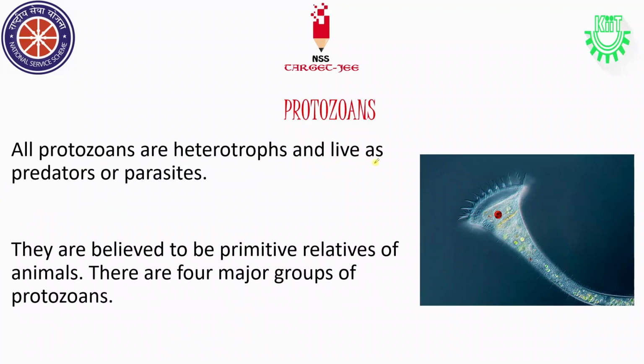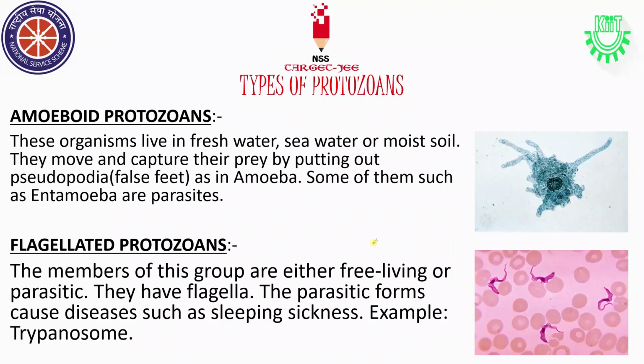Protozoans. All protozoans are heterotrophs and live as predators or parasites. They are believed to be the primitive relatives of animals. There are 4 groups of protozoans.